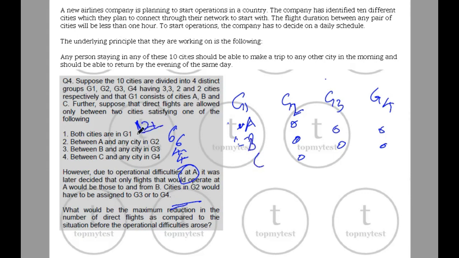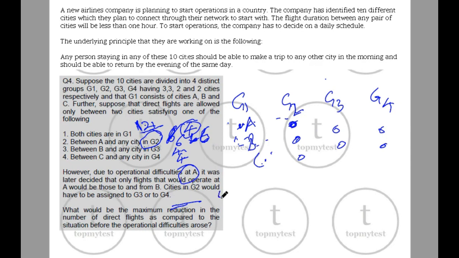What happens to these G2 cities? Instead of going to A, these G2 cities will go to either B or C. So from the first city in G2, there will be 2 flights, one to and one from, to either B or C. Similarly 2 here, 2 here, so total 6 flights. These 6 flights remain the same. So the only change is that this 6 becomes 4. Others remain exactly the same. So instead of 20 flights in the morning, it will drop to 18 in the morning.